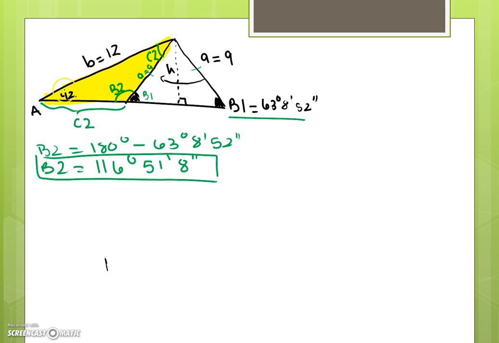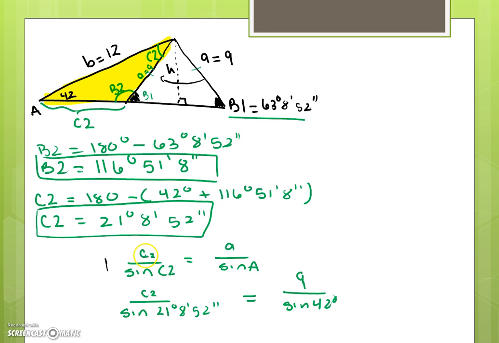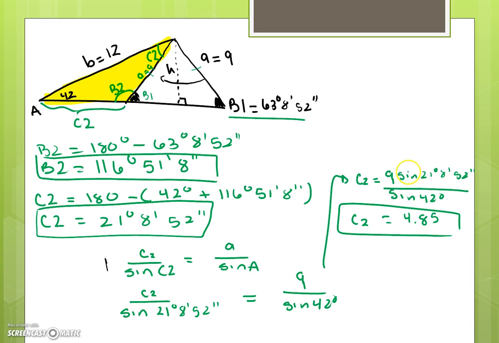So now I have B2 and I have A, and I can find C2 using the fact that they sum to be 180 again. So we have that C2 is 21 degrees, 8 minutes, 52 seconds, since they sum to be 180 in the triangle. So the last thing to do is to find little c, so we can set that up using law of sines. So again, I want to find a side length, so I put the side on top. I plugged in my knowns, comparing it with A. I'm going to multiply sine to the other side to get my C2 isolated. So after I multiplied the sine over and multiplied everything too, I got C2 is 4.85, and we solved both triangles.